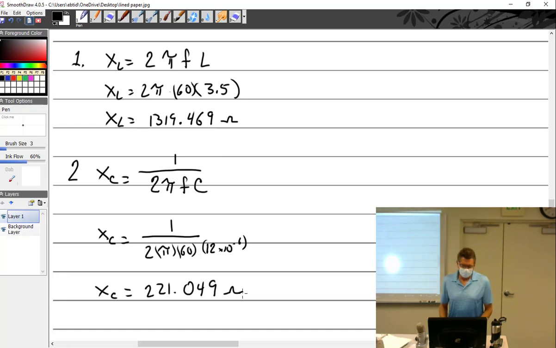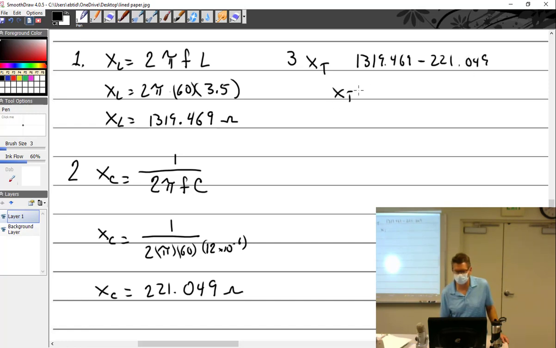Okay. You can, at this point, solve for X total. It adds another step, but we can do it, which is simply 1319.469 minus 221.049. So X total equals.